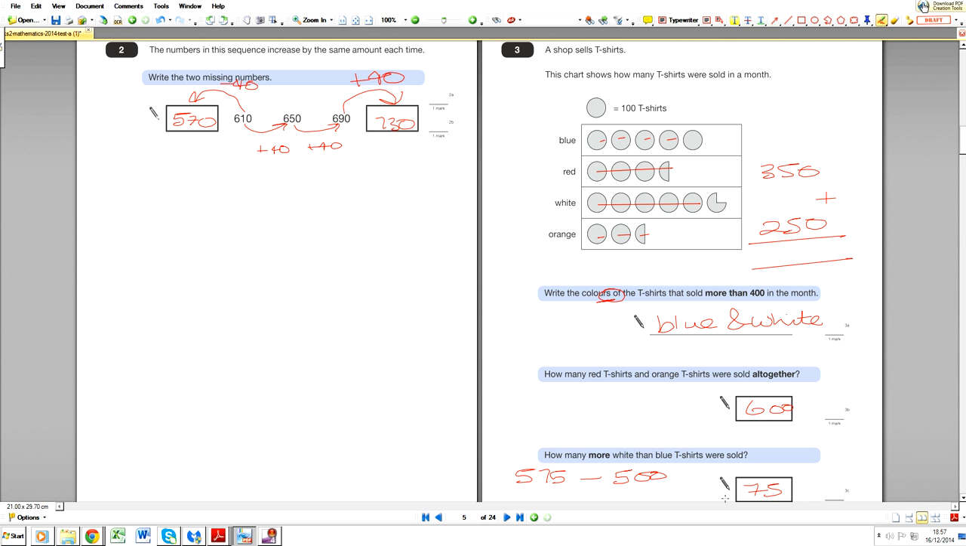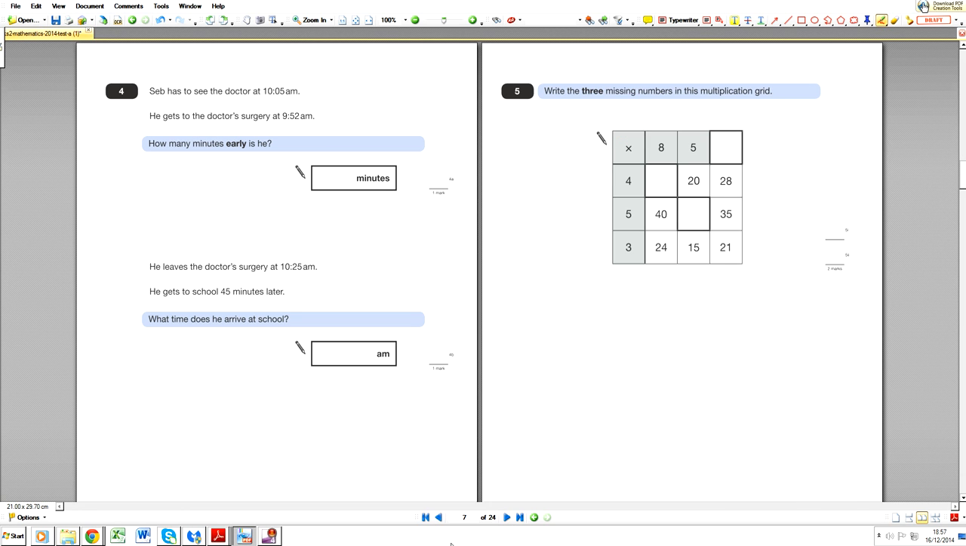Well done, folks. So that's the first 3 questions done. Nice and easy starter questions. Everybody should have got those questions right without any mistakes in them. So we're moving on to the next question now. Question number 4.